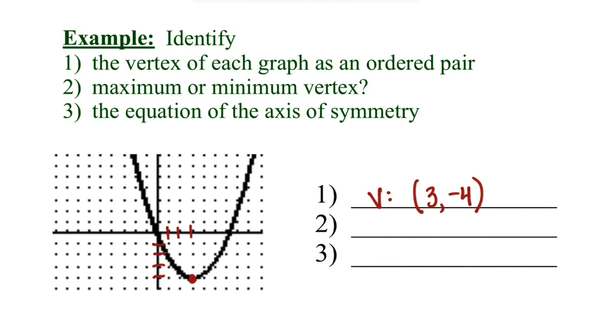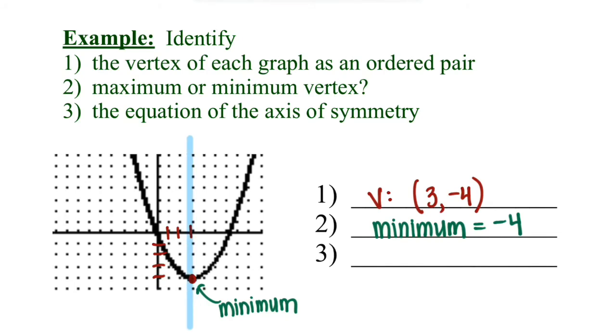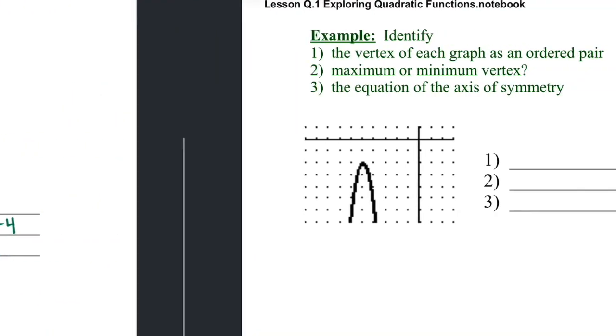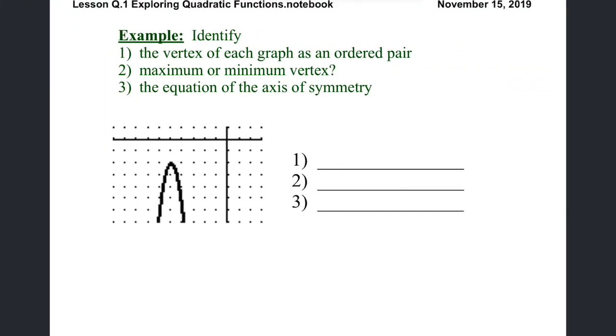So we've got a vertex of 3, -4. In this case, we have a minimum, and that minimum value is equal to -4. And then we have an axis of symmetry that goes through the vertex. Therefore, x equals 3 is the equation of that axis of symmetry.